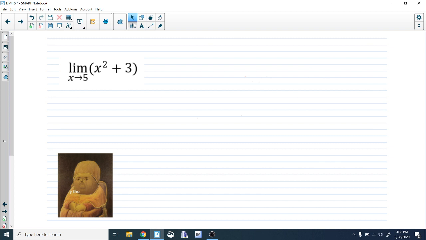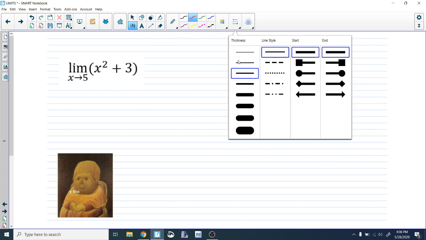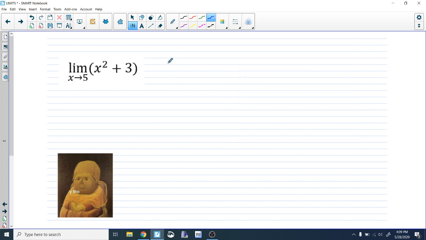Let me grab a pen, and I gotta make it a little bit thinner. Okay, what you're starting with here is a function. f of x equals x squared plus 3. And you're saying, okay, let's look at this function around x equals 5. That's what a limit is asking you to do. But in this case, and this is what you should always try first, can you just sub in 5 to that function?